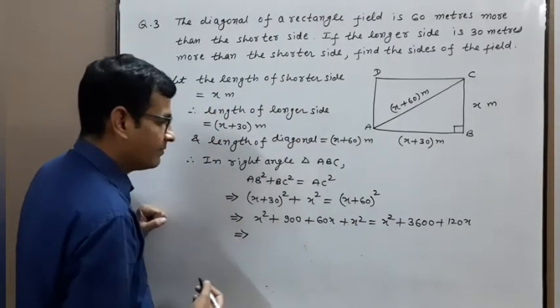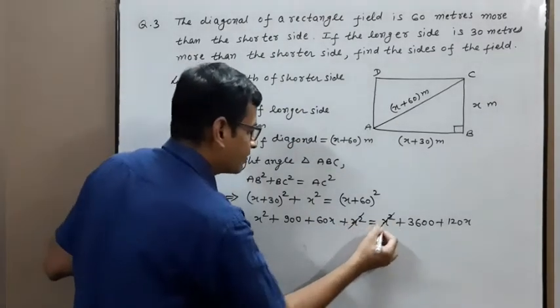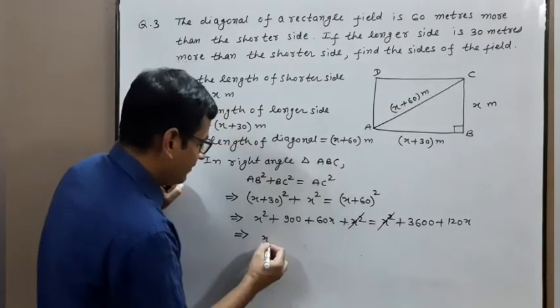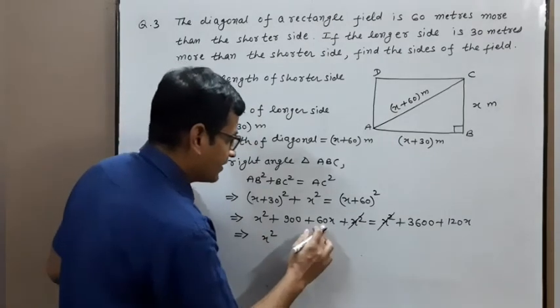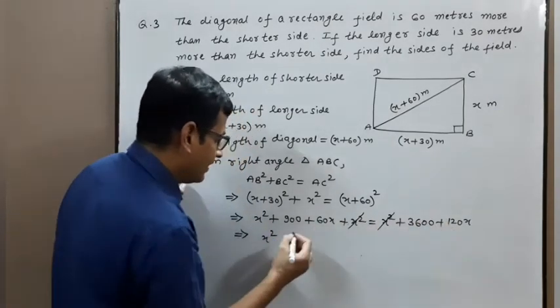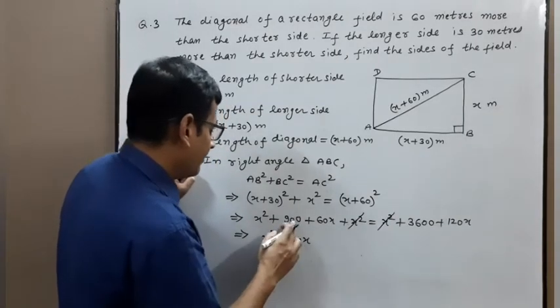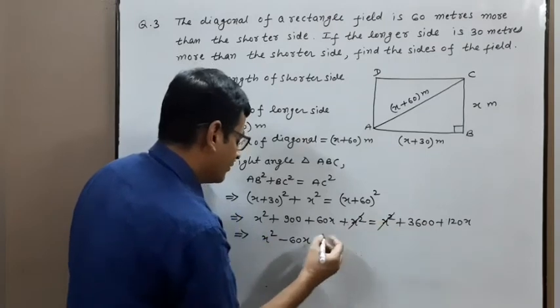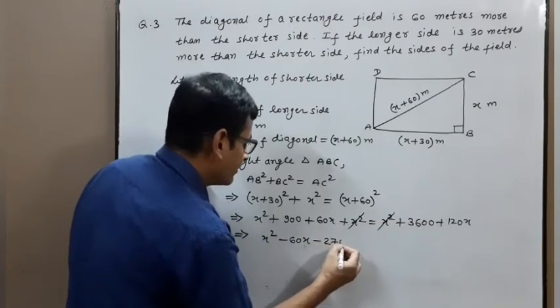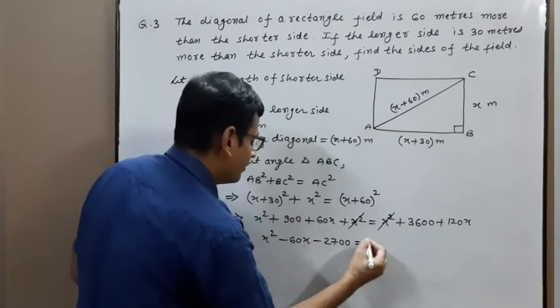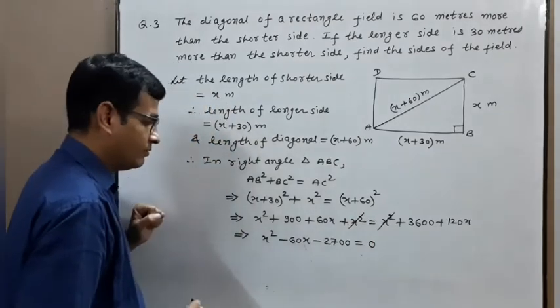Next step, x square and x square cancel. Now 60x minus 120x, so minus 60x, 900 minus 3600, minus 2700 is equal to 0.